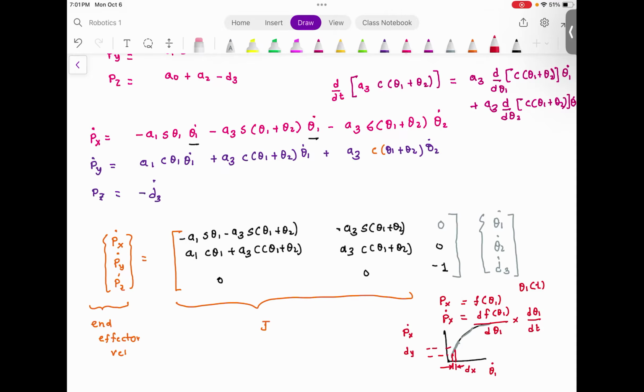Your theta 1 dot may be constant, your theta 2 dot may be constant. It means it is rotating at a constant velocity. But since the Jacobian values at that theta are different, your end effector velocity will be changing. Everyone understood this? How do we find Jacobians? We find Jacobian using math.